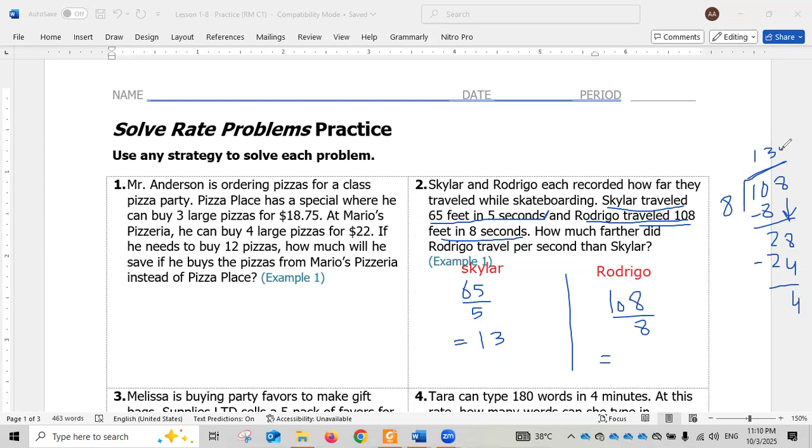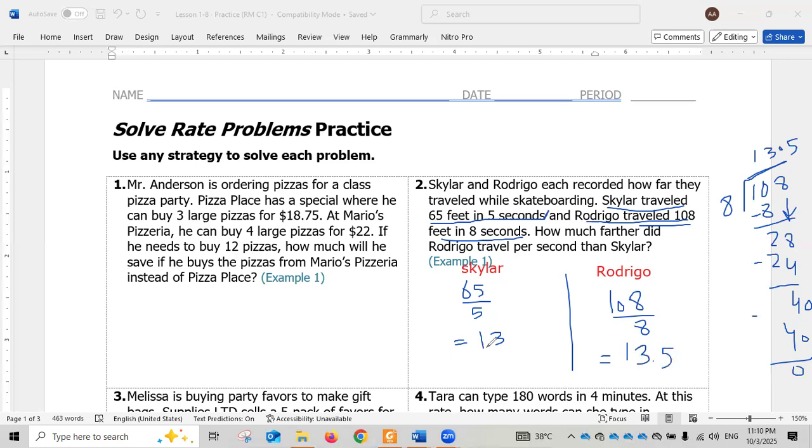So we will use the same technique. We will put a decimal and add a 0 here. So 8 times 5 will be 40. Okay. So 40 minus 40 will be 0. So it means Rodrigo traveled 13.5 feet in 1 second.